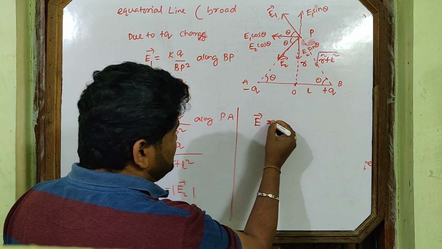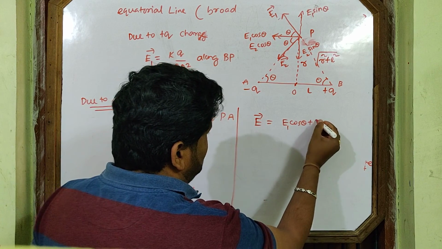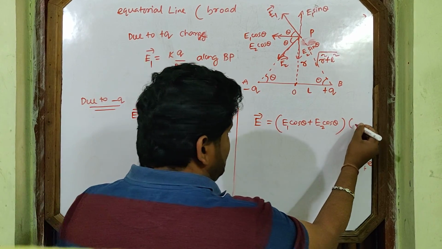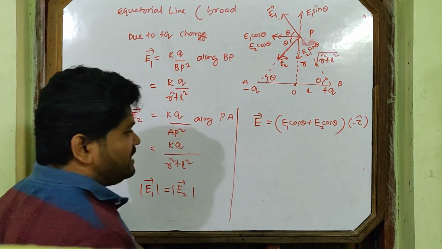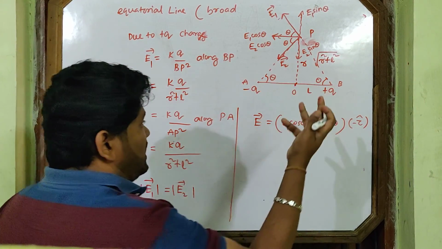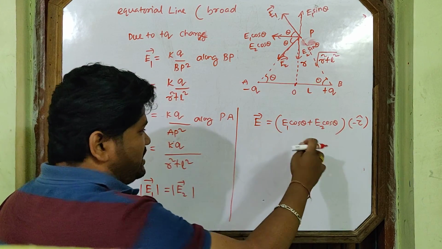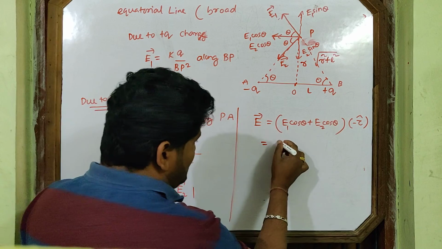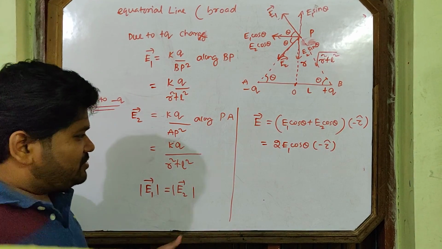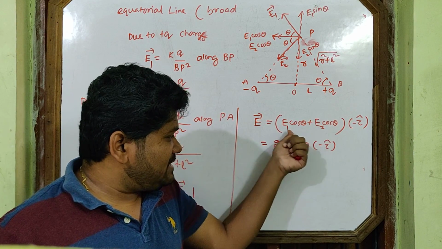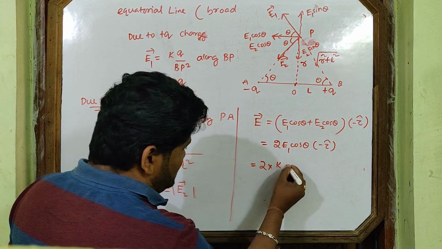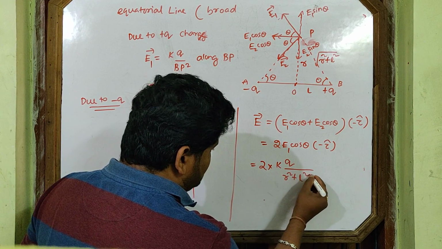So what is the resultant intensity? E1 cos theta plus E2 cos theta. Which direction is that? We can write this as minus I cap. No problem, we can write it as minus I cap. Or you can name it something different, R or C or something, along PC, but I am writing minus I cap. So this is 2 E1 cos theta. How is this 2 E1? In place of E2 I replace E1 because E1 and E2 are the same in magnitude. So what is E1? KQ by R square plus L square.